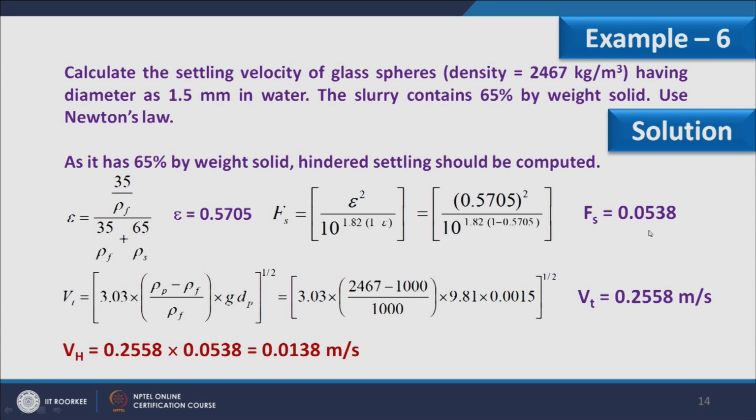Once I know this, I can calculate the hindered settling velocity, but for that we should know the terminal settling velocity. As Newton's law we can apply, which has this expression. While putting all values in this, we can have the terminal settling velocity as 0.2558, and when we multiply this with the Fs value, the hindered settling velocity or final velocity of the particle is coming as 0.0138 meter per second.